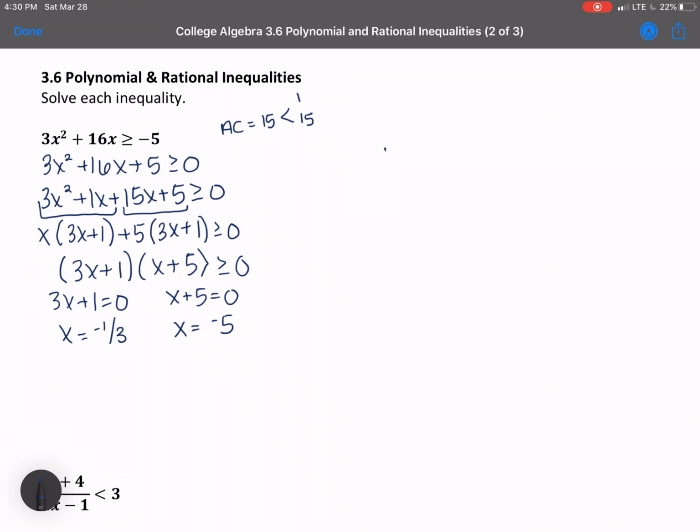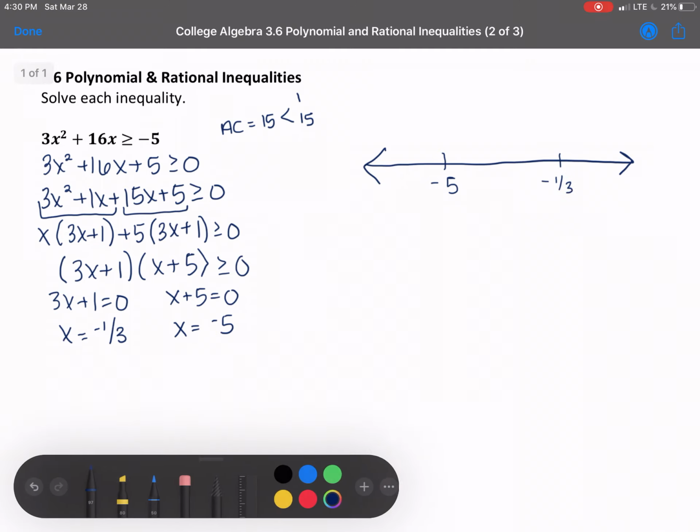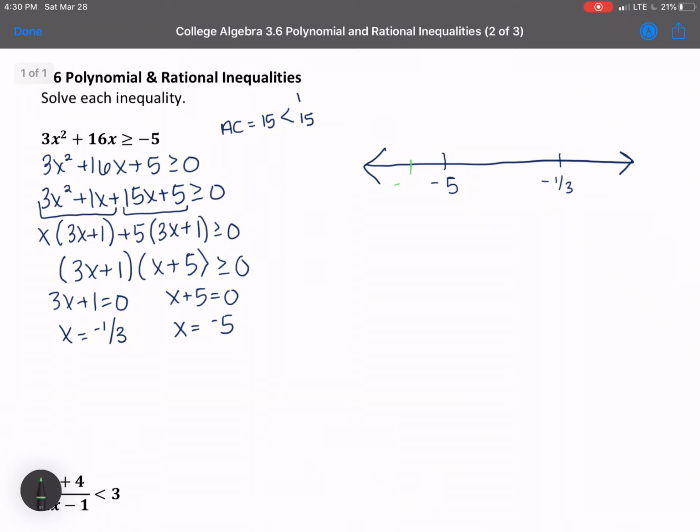So I'm going to go over here and make a number line. We have -5 and -1/3, and we want to find test points that are going to be in between each of those. So we're going to use -6, let's use -1 and 0, and we're going to test each of those values.